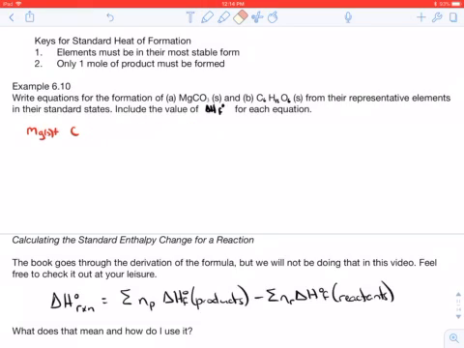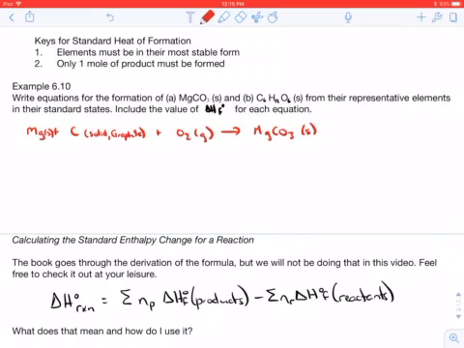C is also solid at room temperature, but we have to specify. There's a couple of different solids of carbon at room temperature, so we're going to say solid graphite, because graphite is the most stable form of carbon at room temperature. And then we're going to say plus O2, and that's gaseous at room temperature, and that's going to get us our MgCO3, which is solid.